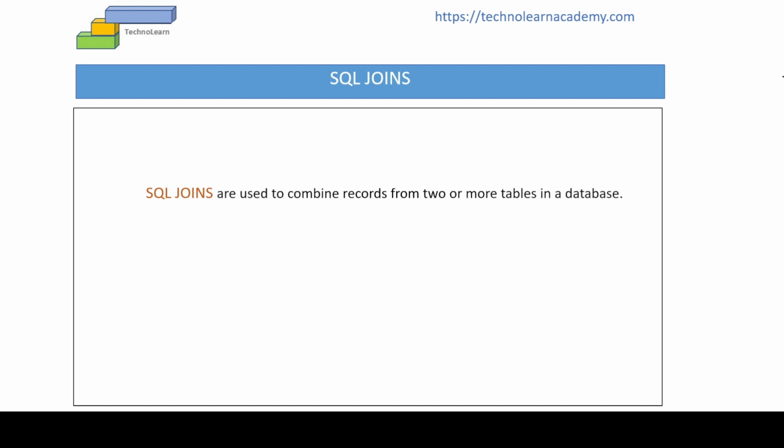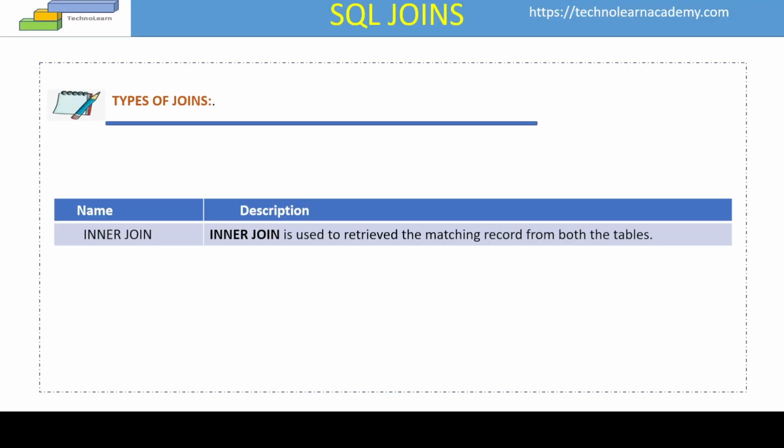SQL joins are used to combine records from two or more tables in a database. First, we are going to discuss inner join. Inner join is used to retrieve the matching records from both the tables.